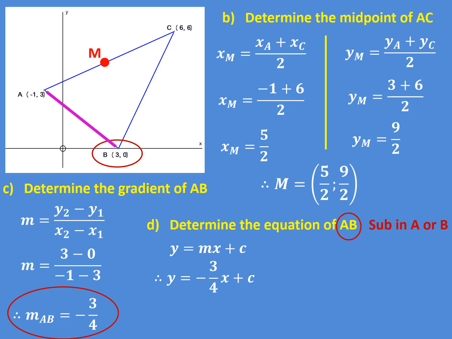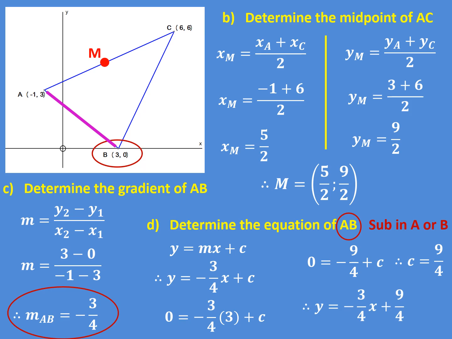So if I use B, the y value will be 0 and the x value will be 3. We need to multiply minus 3 over 4 by 3, and maybe you want to do it on your calculator. Please don't make the mistake of going 3 times 3 and 4 times 3. There's only one 3 there, so minus 3 over 4 times 3 gives me minus 9 over 4 plus c. And if I get c on its own, I end up with a c value of 9 over 4. So the equation of AB is minus 3 over 4x plus 9 over 4.